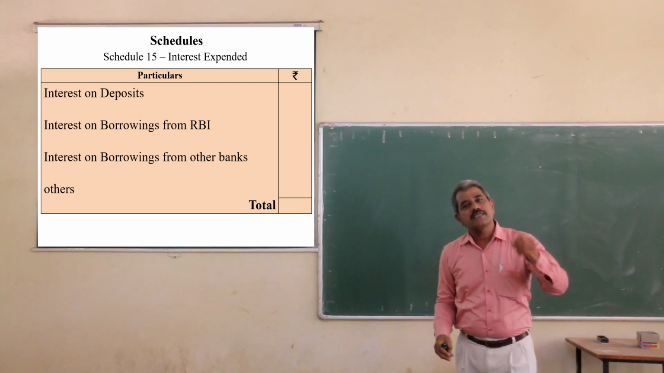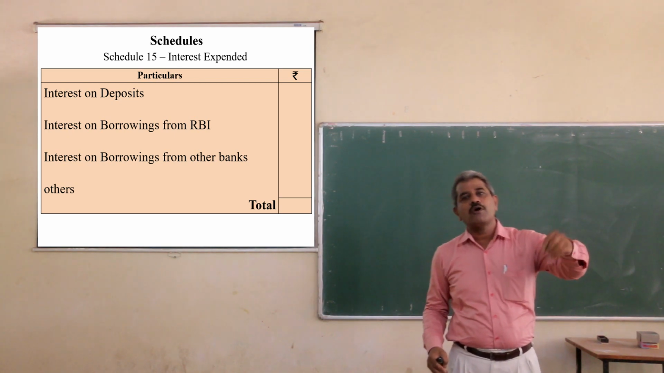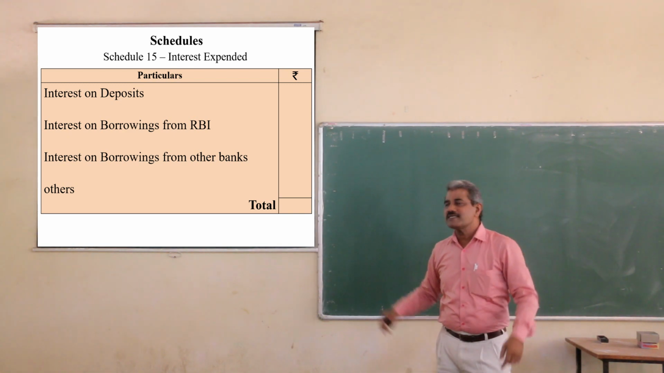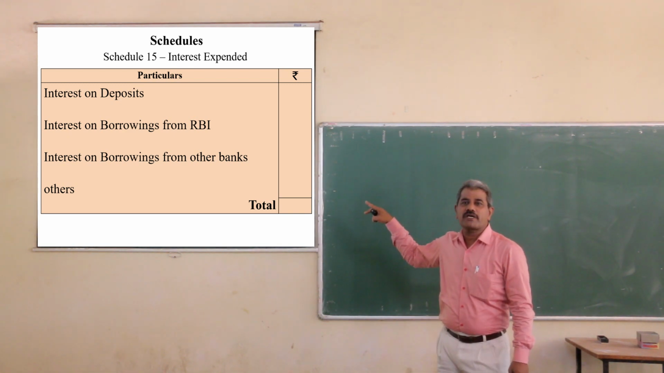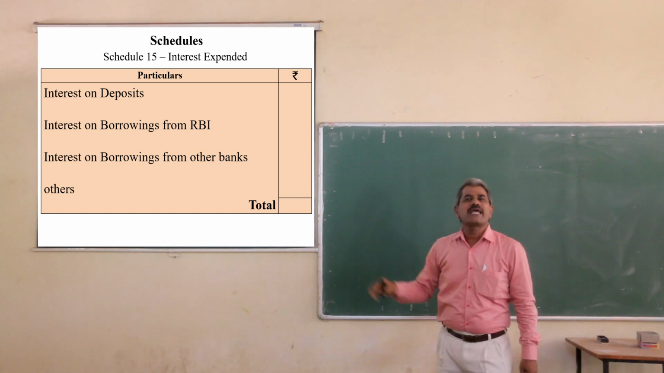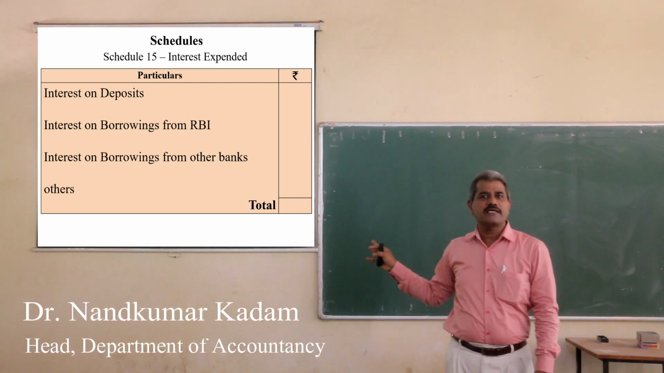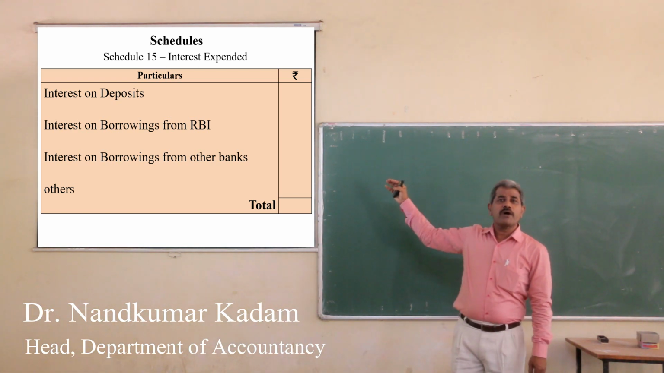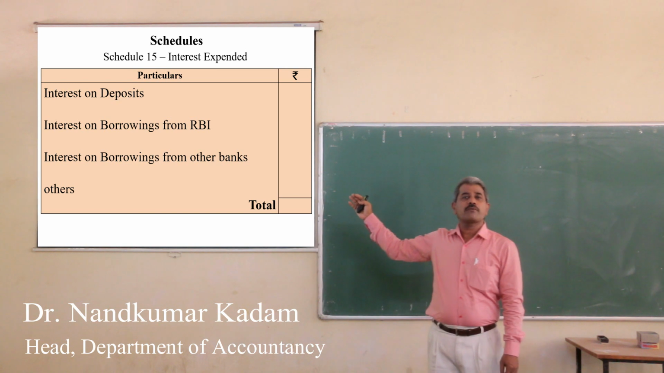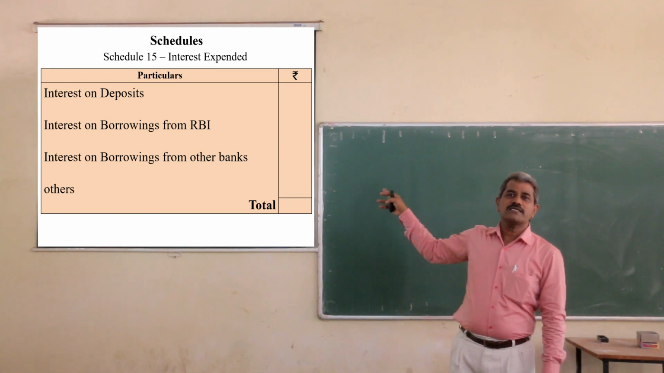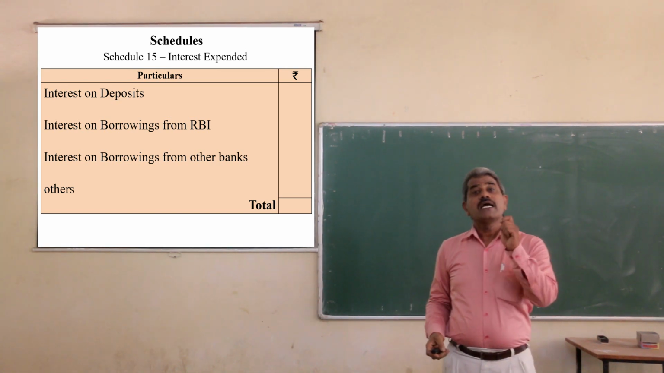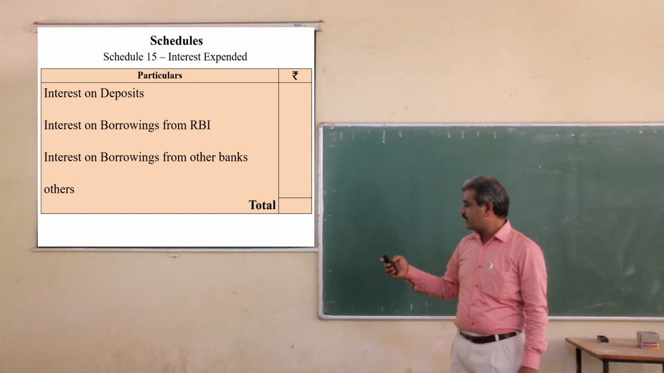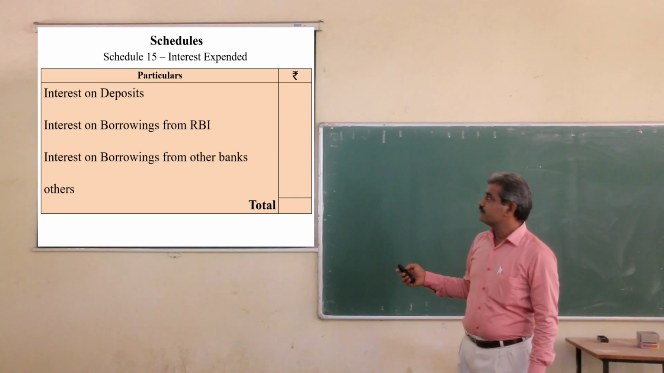In the same way, suppose the bank has borrowed some amount from other banks. Then the interest paid on such borrowings will also be considered here. If there are any other such items, we will consider them here. Okay. So interest on deposits, interest on borrowings from RBI, and interest on borrowings from other banks. All these expenses will be considered here. The only item is interest. Okay, interest expended. This is schedule number 15.